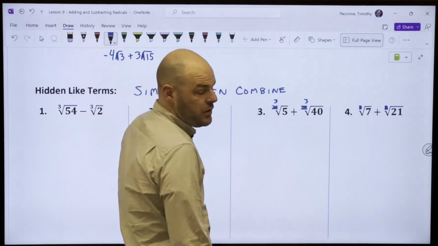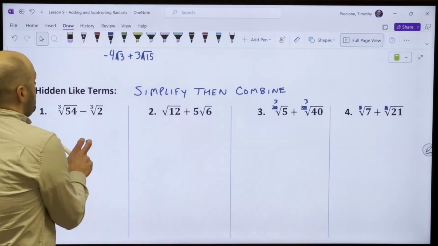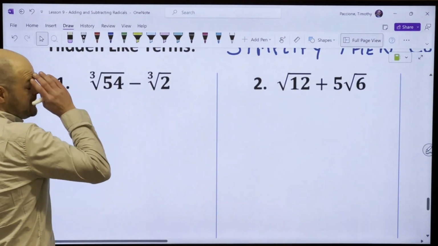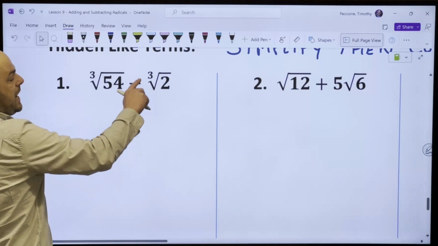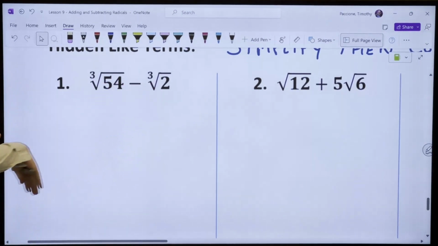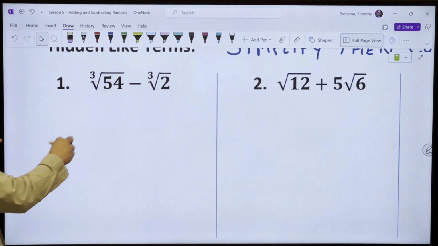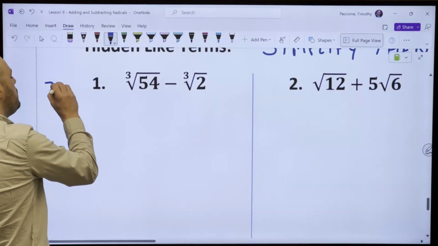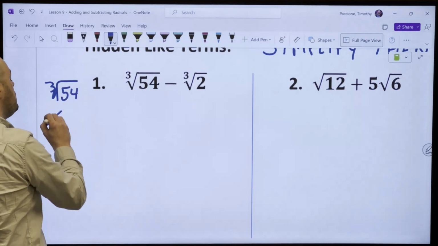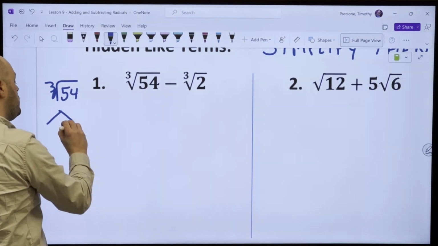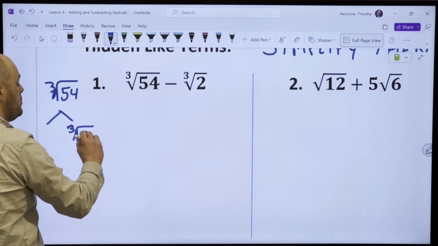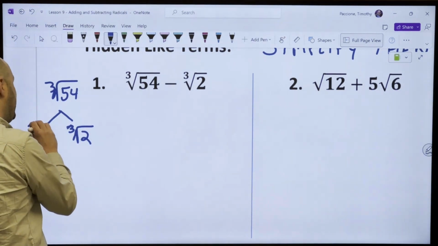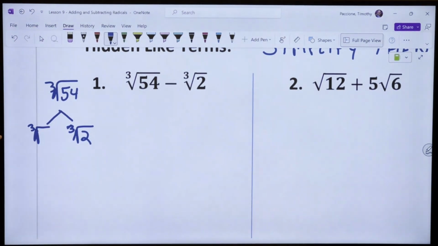Okay, so work on those, and I'll hand out your homework. So here's the thing about these, is there's actually a little bit of a clue here, because I'm trying to break the bigger one down to the other one, right? So what I really want is to turn the third root of 54 into the third root of 2. So that means I can kind of divide by 2 and see what I get, right? Because I'm trying to get to 2.